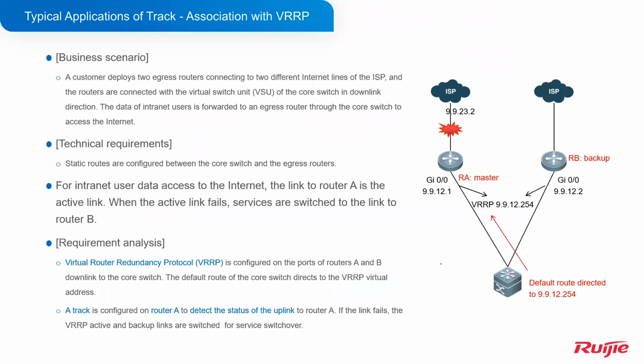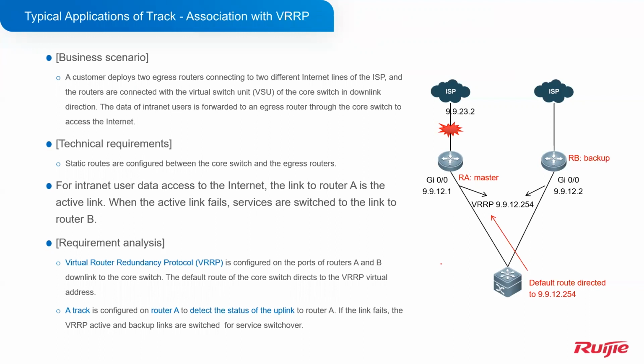Of course, we can use NQA to associate with other protocols. For example, here is VRRP. A customer deploys 2 egress routers connecting to 2 different internet lines of the ISP. The routers are connected with the VSU of the core switch in downlink direction. The data of intranet users is forwarded to an egress router through the core switch to access the internet. And the requirement is obvious.